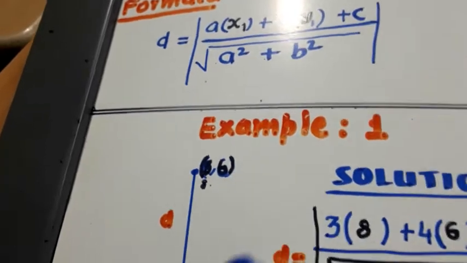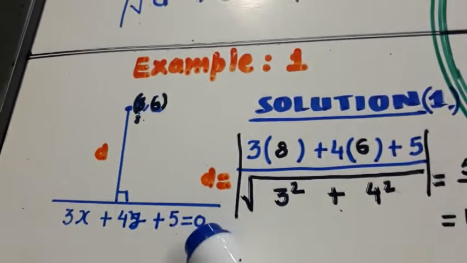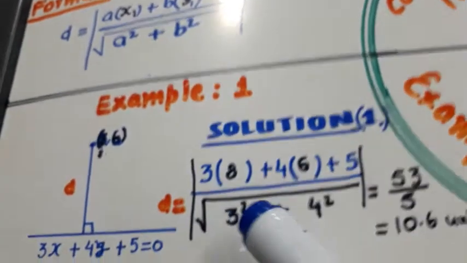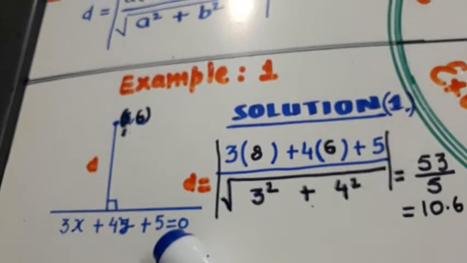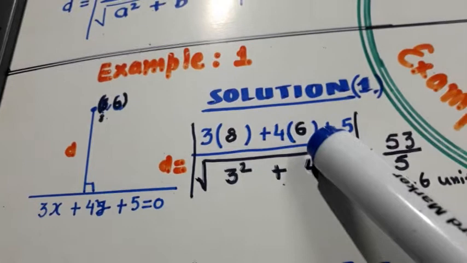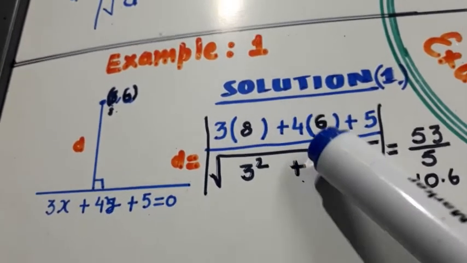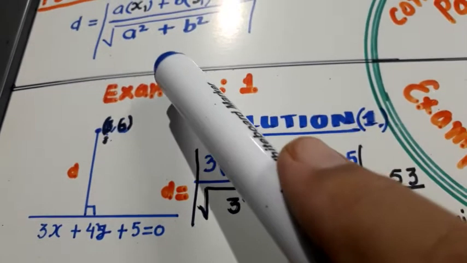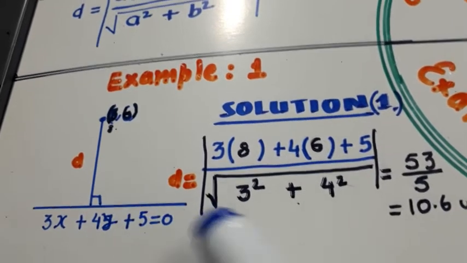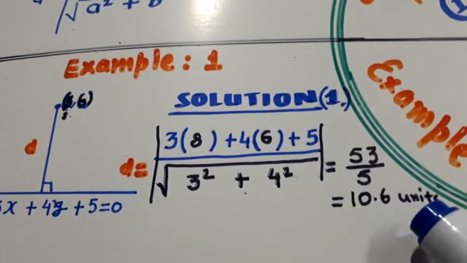8, 6 and the line is 3x plus 4y plus 5. Now using this formula, in this line 3x plus 4y plus 5, put the point. It is 8, 6. Look here, 8 and 6 put here. Put 8 in place of x, put 6 in place of y. Divide it by under root a square plus b square. What is a? 3. What is b? 4. 3 square plus 4 square. You get this, and the answer is 10.6 units.